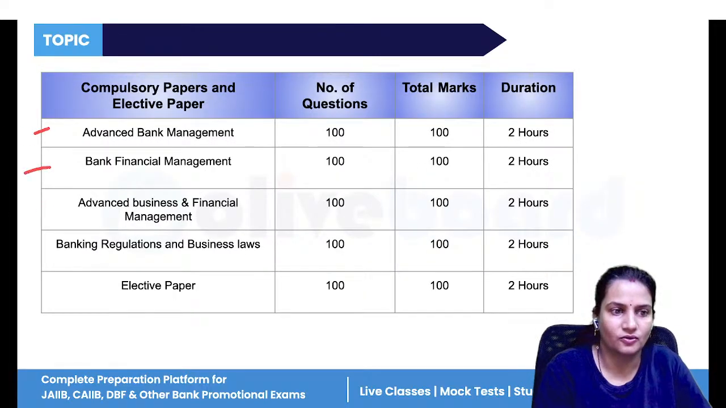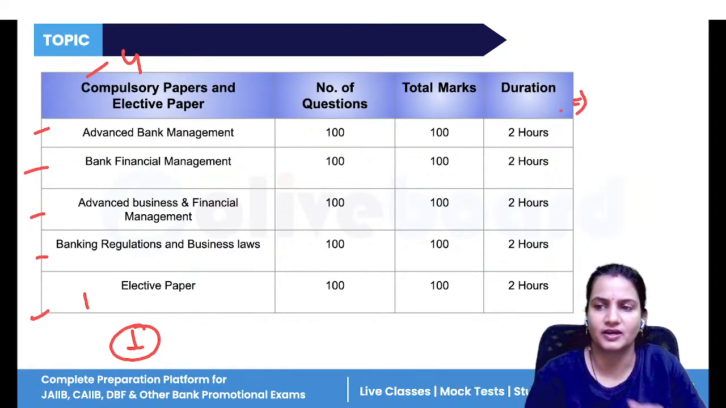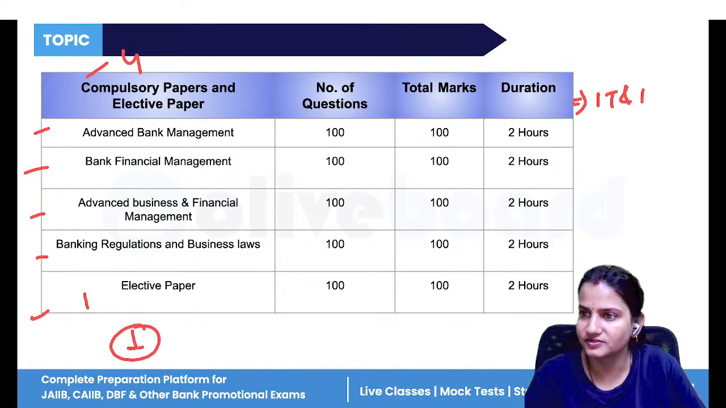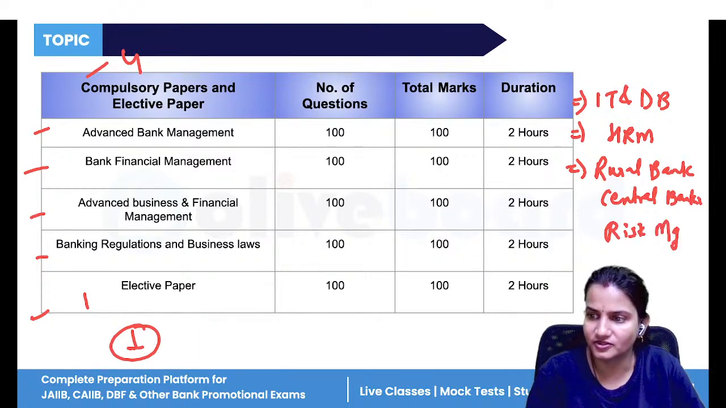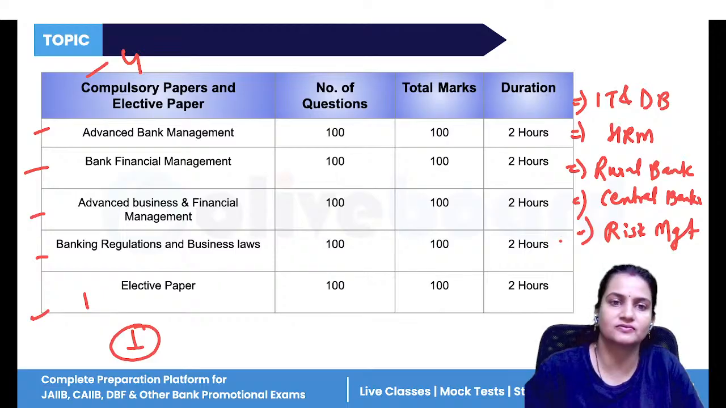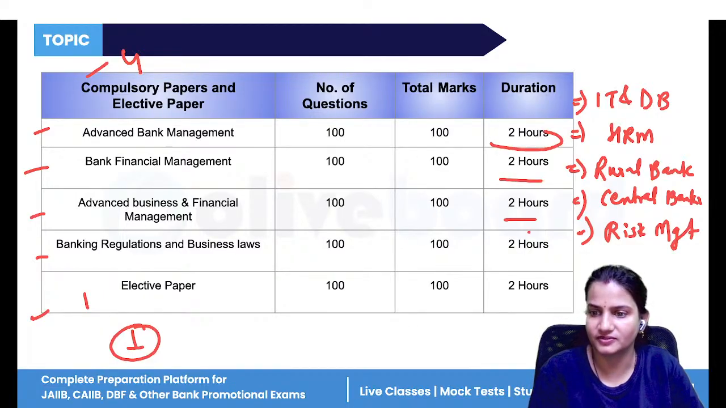So these are all our 5 papers. 4 papers are compulsory and one is an elective paper. And in the elective paper, you are provided 5 options. First is IT and digital banking. Second is HRM. Third is rural banking. Then central banking. And last is risk management. So these are the 5 options that are provided to you, and you have to choose one option according to your convenience. And for every paper, 2 hours time will be provided.